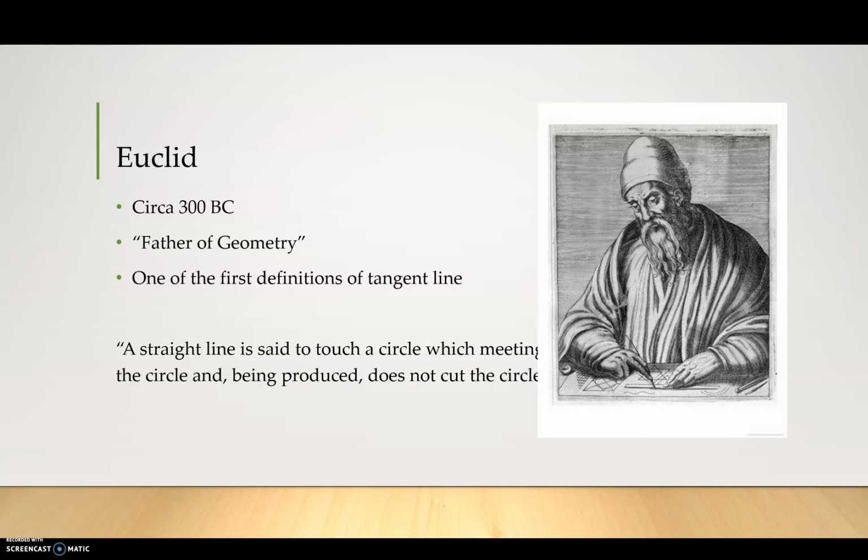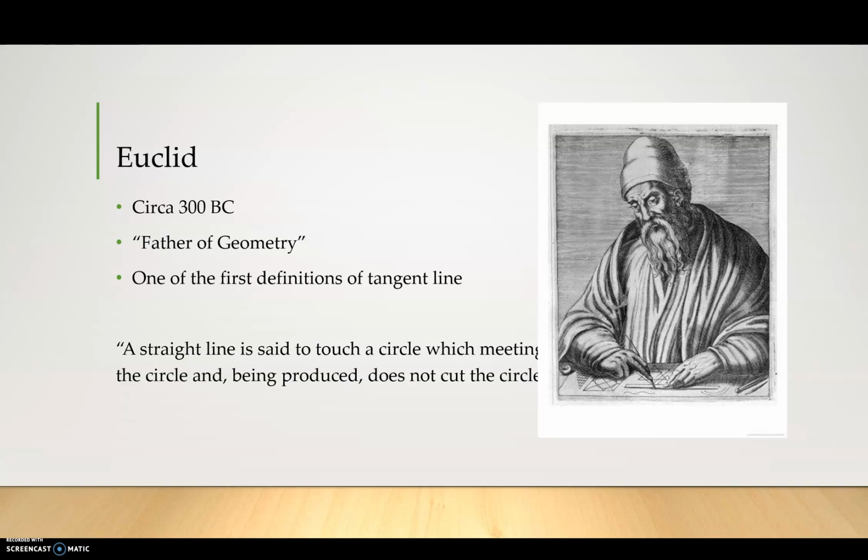He did write the first what we would consider set of geometry books, or even really math books in general, called Euclid's Elements. They were 13 really long, big books that collected all of mathematics up to that time. He was an ancient Greek mathematician, and he gave one of the first definitions of the tangent line. It was in the third book of the 13. He said, a straight line is said to touch a circle which, meeting the circle and being produced, does not cut the circle. So in this case, he was describing a tangent line to a circle.